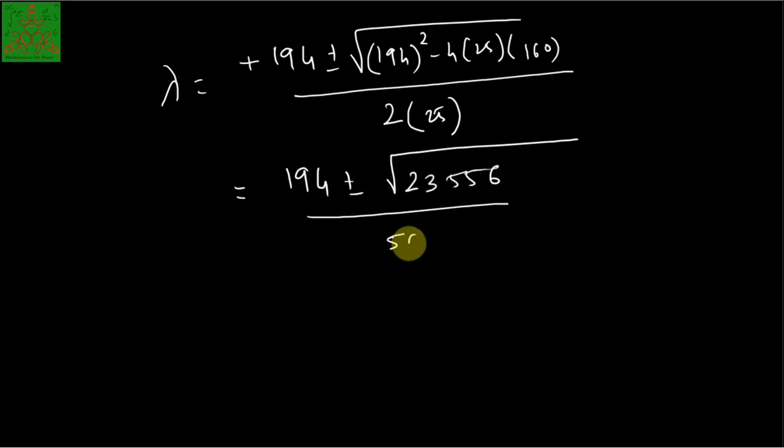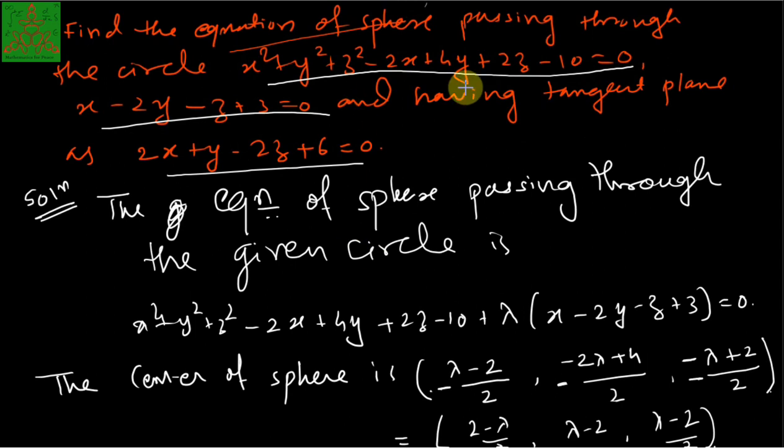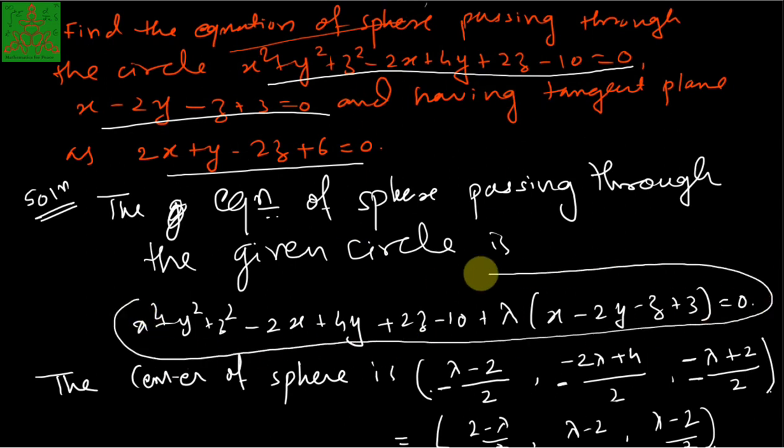If you put this value of lambda into the place which we have here, this is the equation of the required sphere, then we will have two required equations of the sphere.